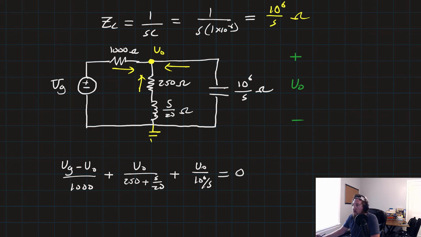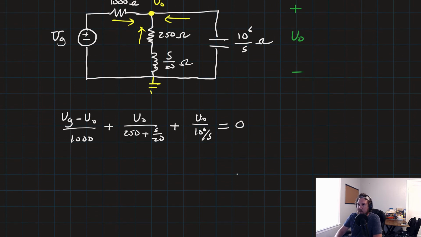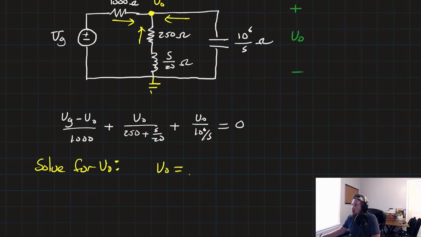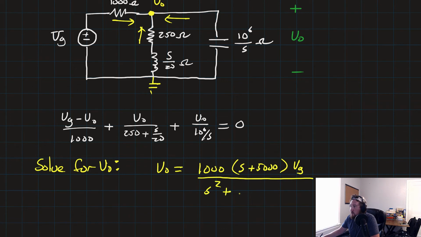That's equal to 0. Now I'll leave this next part up to you, but you're just going to algebraically solve this for V naught, and that's going to get you this. V naught is equal to 1,000 times s plus 5,000, times VG, over s squared plus 6,000s plus 25 times 10 to the 6.